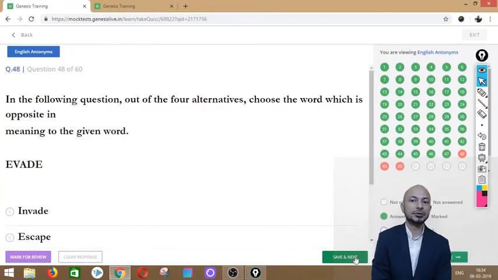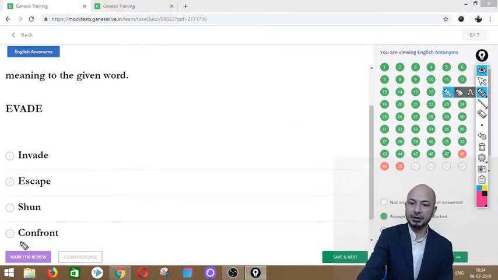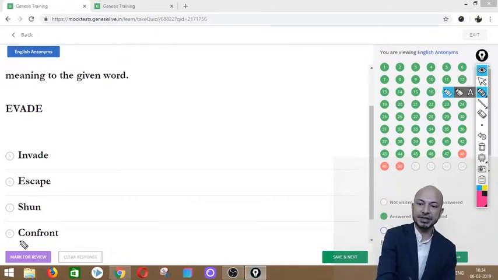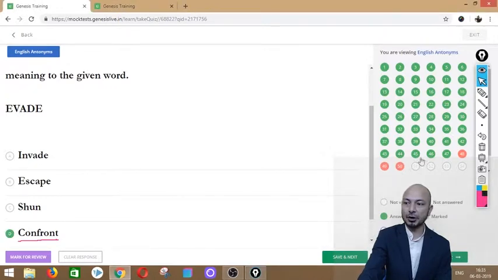Question number 48. The word is evade, and the options given are invade, escape, shun, and confront. And our option, the correct one, is going to be option D, which says confront. Evade is escaping from something when you don't want to face something, and confront is facing something. So they are exactly opposites, and we click option D and say next.